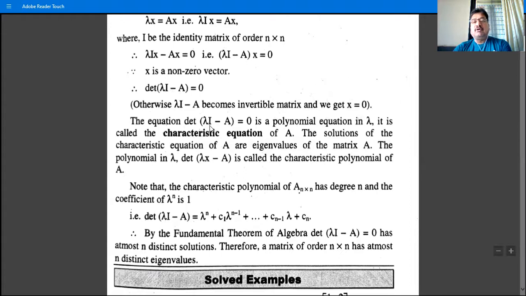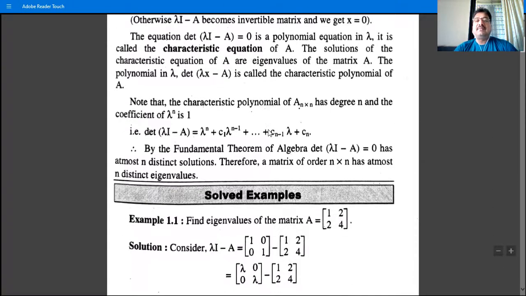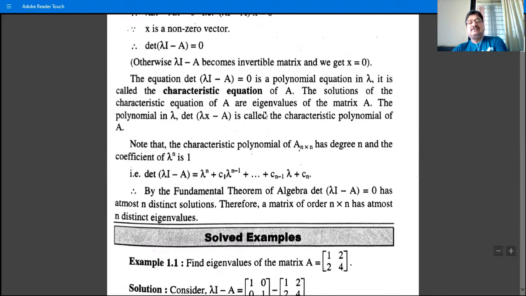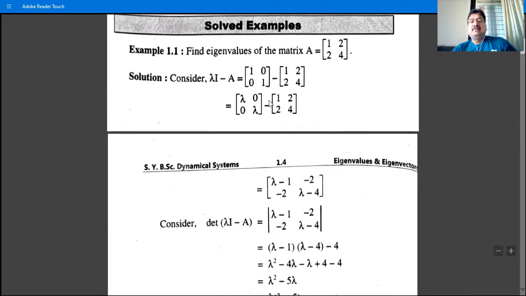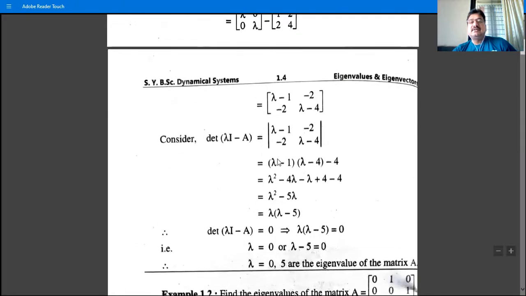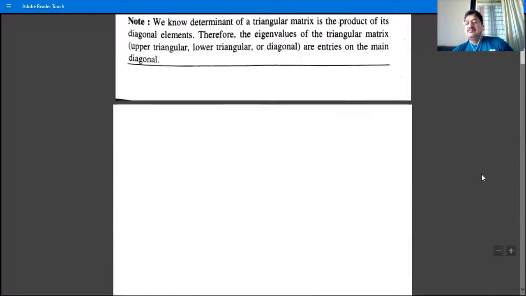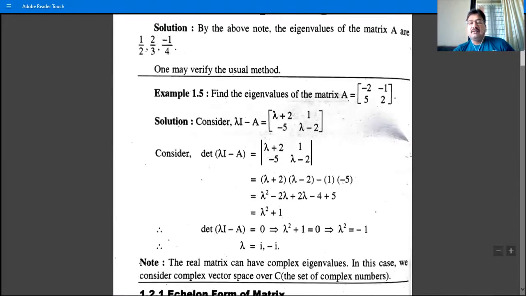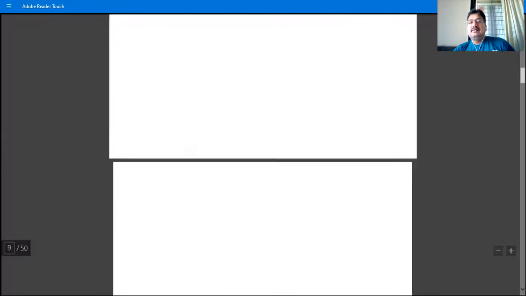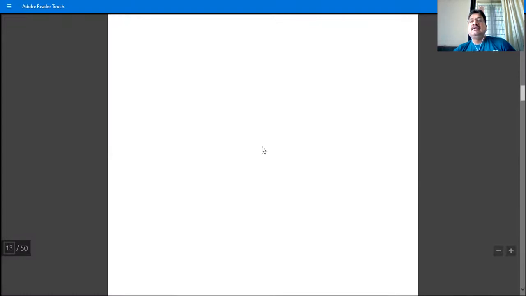So find the determinant of lambda I minus A or of A minus lambda I, and set it equal to 0. This is the characteristic equation of A, and the roots of the characteristic equation are the eigenvalues of that matrix. These problems were already discussed in the previous lecture. Now we have to find the eigenvalues and eigenvectors, with more problems on eigenvalues and eigenvectors.